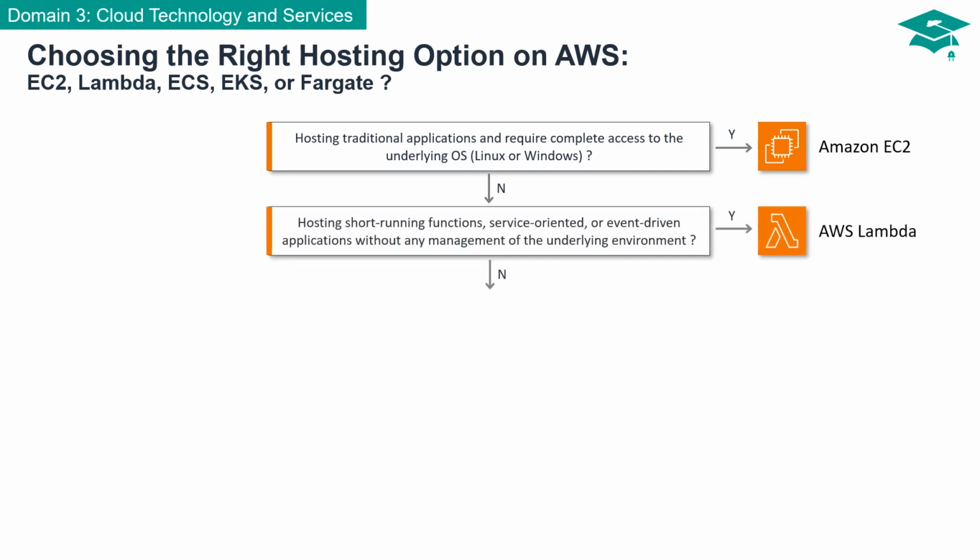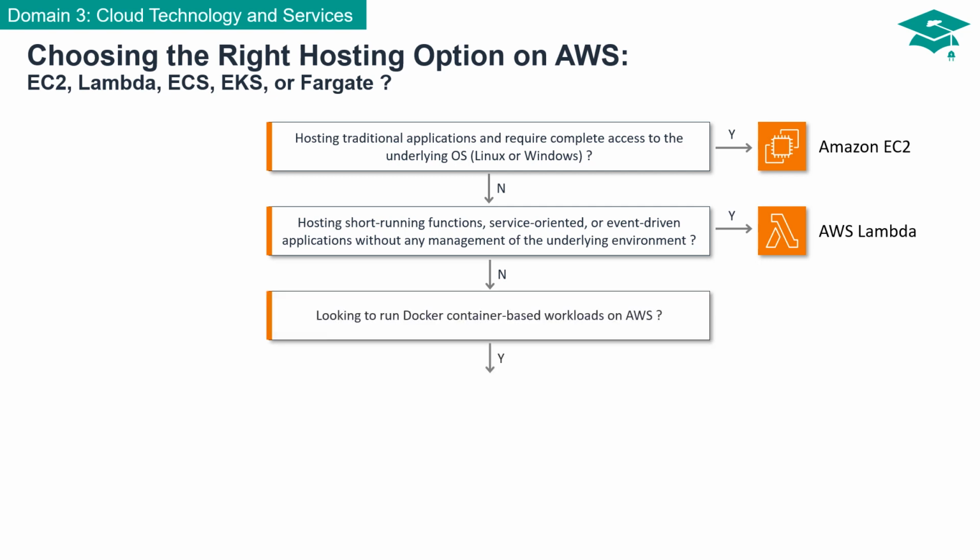Are you hosting short-running functions, service-oriented, or event-driven applications that do not require any management of the underlying environment? If yes, AWS Lambda is an excellent choice. For other scenarios, continue to the next question. Are you planning to run Docker container-based workloads on AWS? If yes, move to the next step.